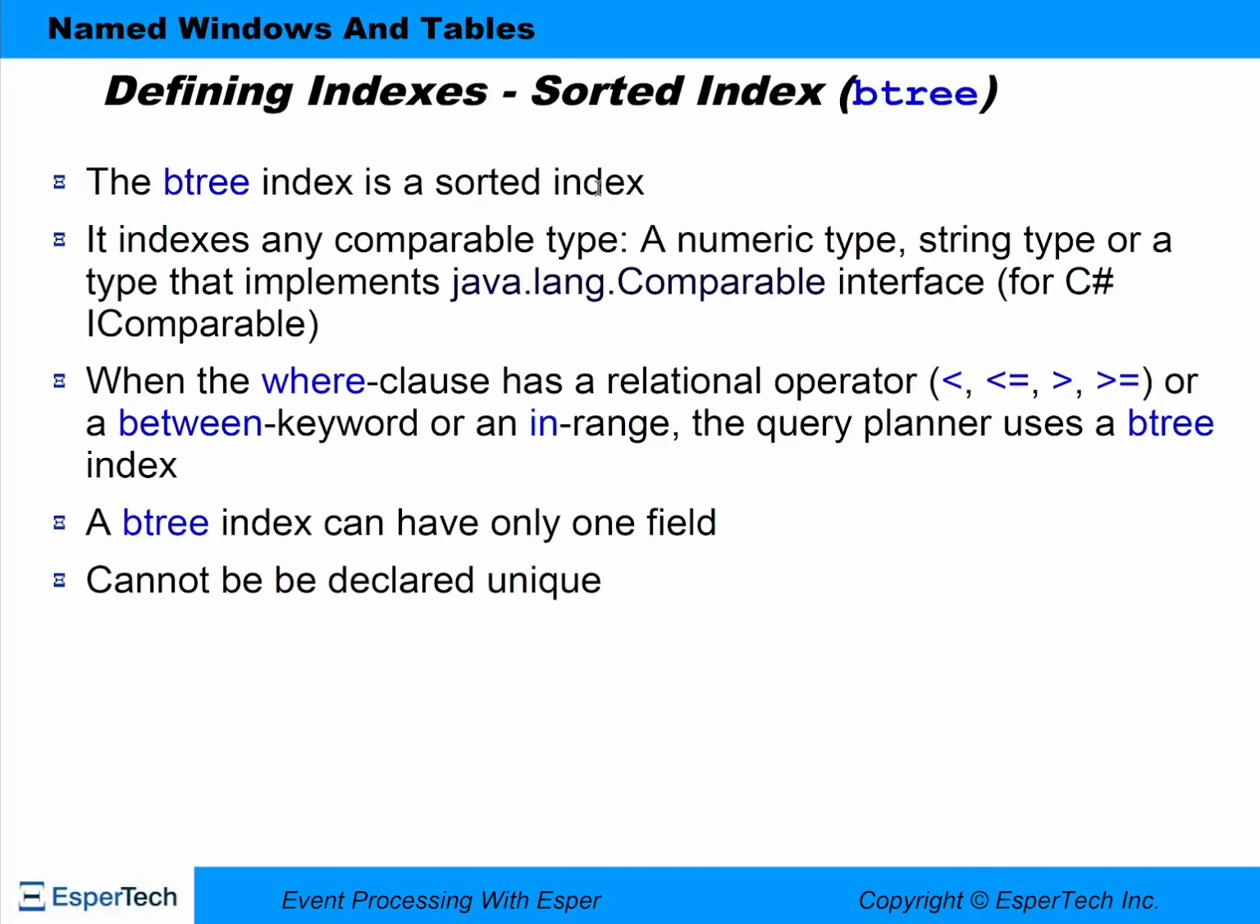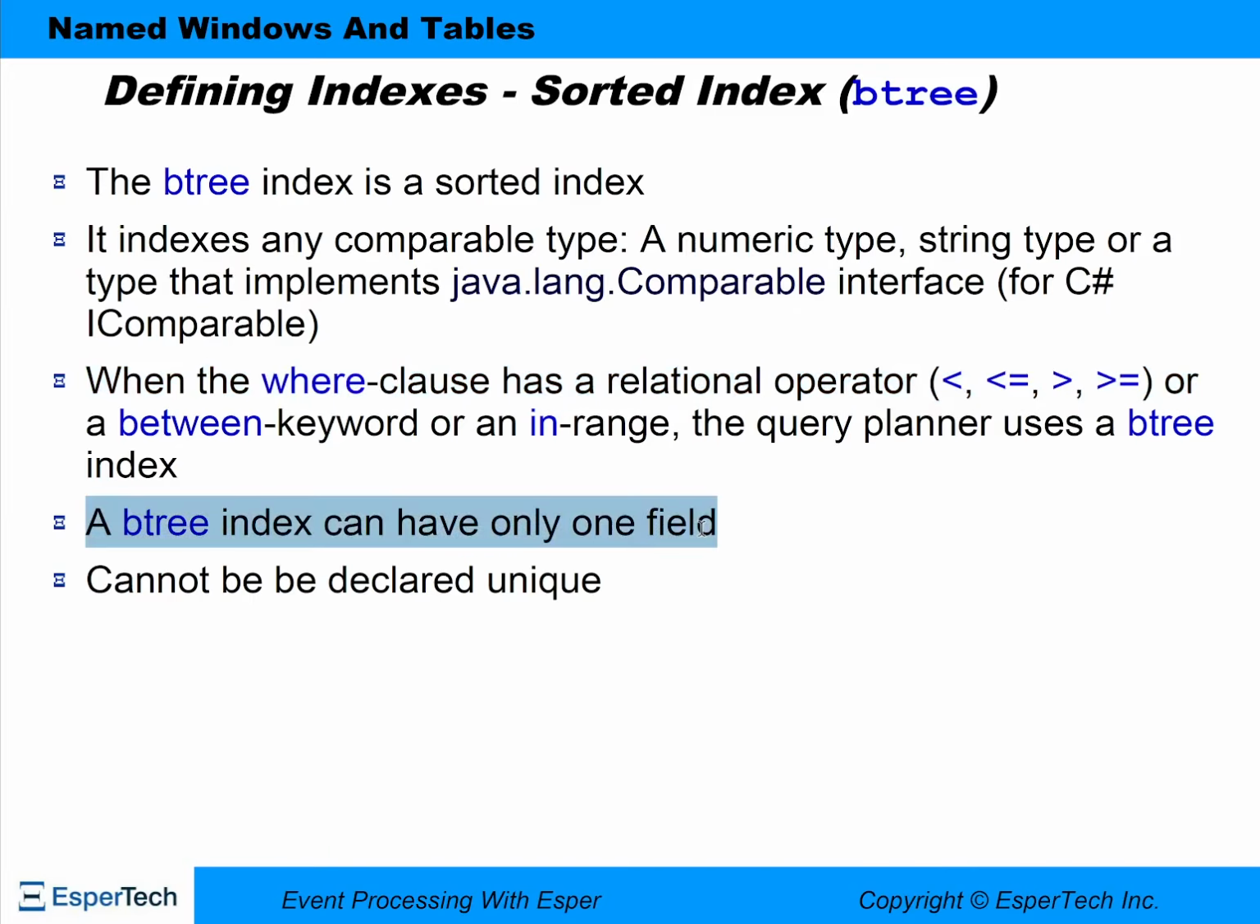The B-tree index is a sorted index. The B-tree index indexes any comparable type: a numeric type, string type, or a type that implements the java.lang.Comparable interface. When the where clause has a relational operator, less than or equals, greater than or equals, or a between keyword or an in range, the query planner uses a B-tree index.